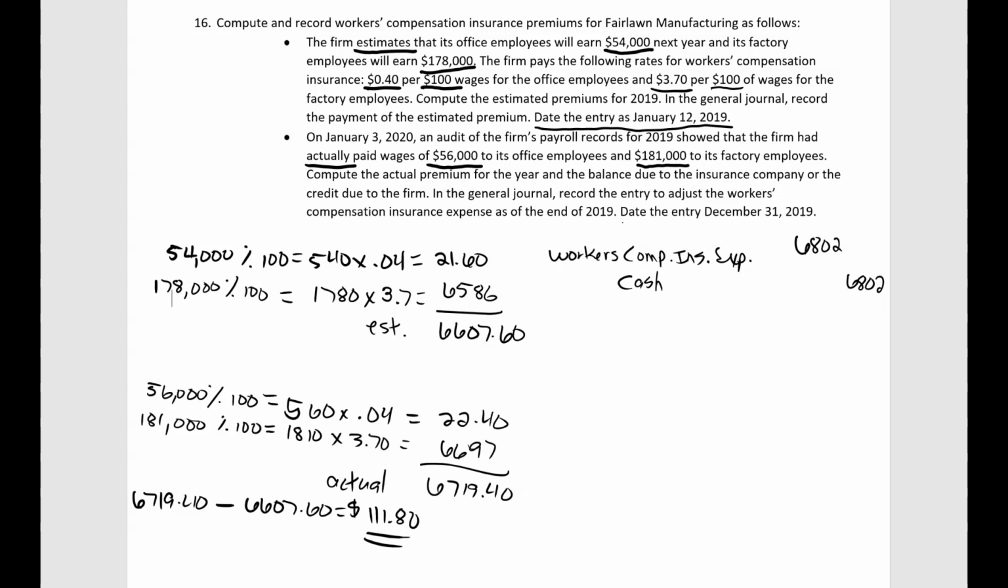And then the one at the end of the year, to reconcile it, we owe an additional $111. So we have to add the $111 to the expense, and we owe this to workers' comp. So it's going to go into workers' comp insurance payable until we pay it.